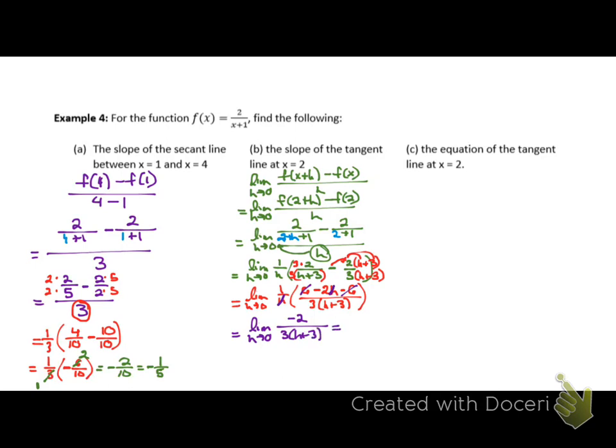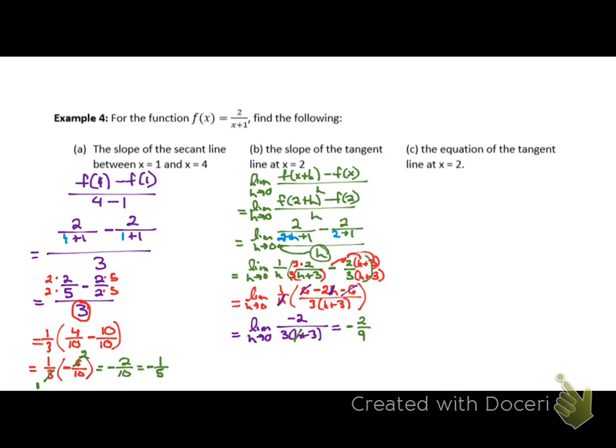And remember, all you're doing now is taking the 0 and plugging it in for h, which doesn't give us an issue this time, okay? It just tells us that if this is 0, that's gone. So we have 3 times 3, which is 9. So the answer is negative 2 over 9. That's the slope of the tangent line.